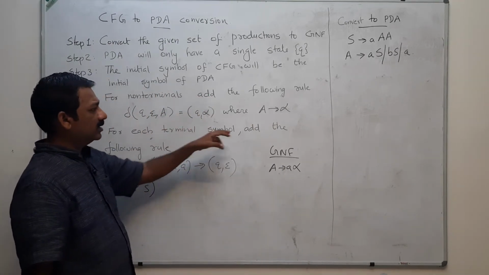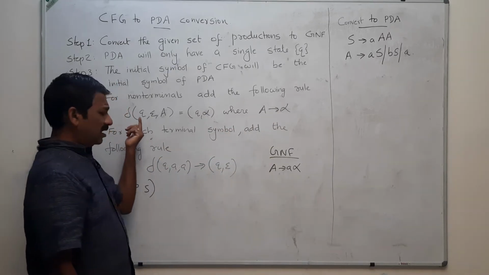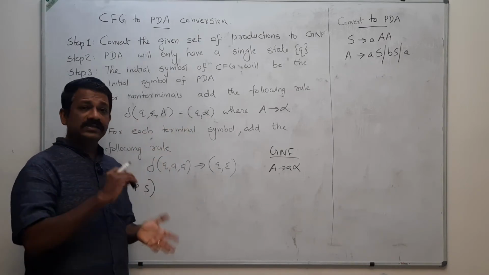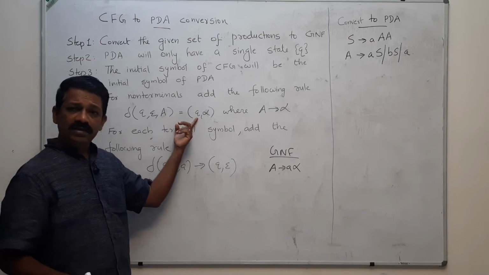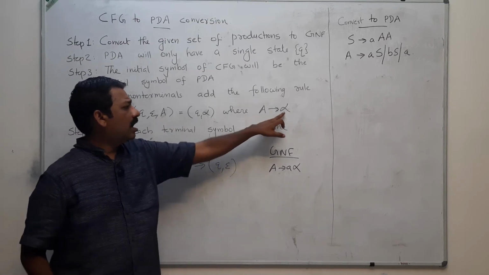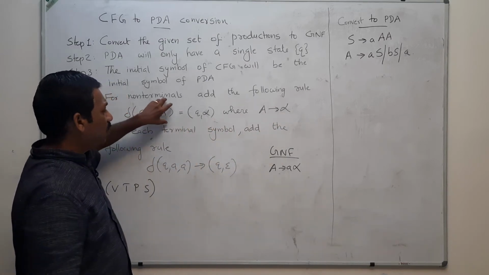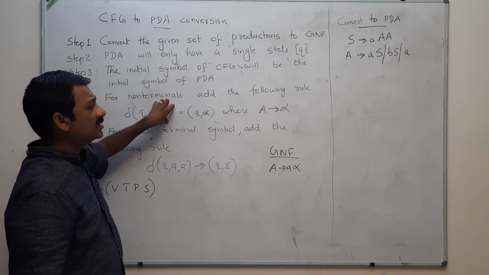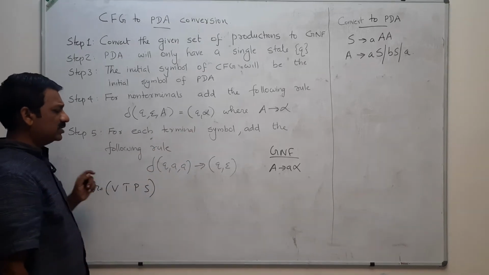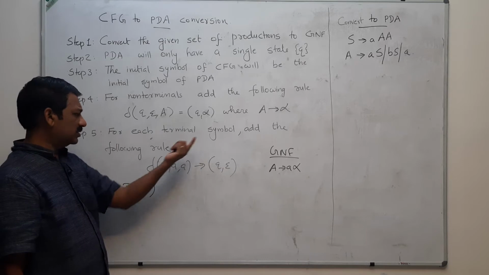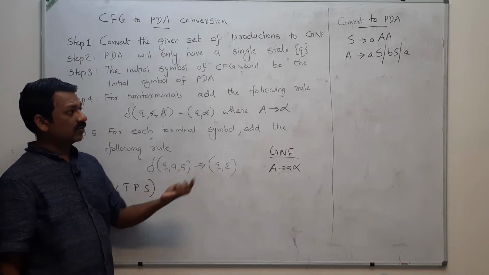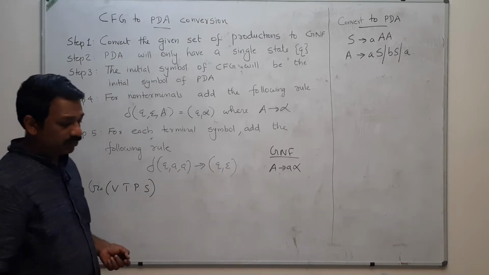Since there is only a single state, delta of Q, epsilon, A gives Q alpha, which means the state is not changing. On the left hand side and right hand side is the same state Q; on the left we put epsilon and A, and on the right hand side alpha. You have to do this for all non-terminals. And for each terminal symbol, you have to add the following rule: delta of Q, a, a derives Q epsilon. So I will show you how to do that.